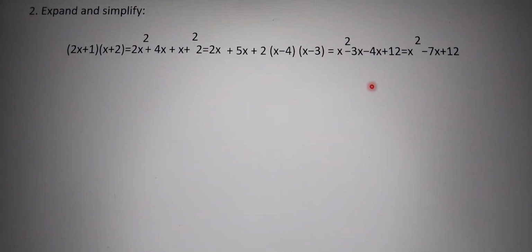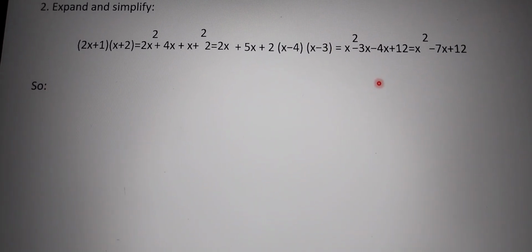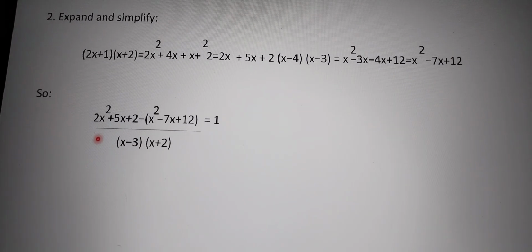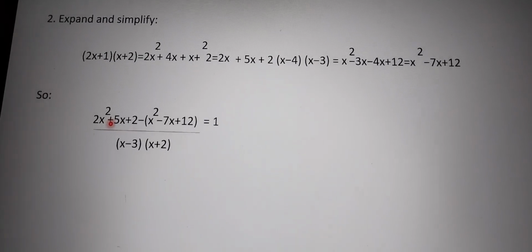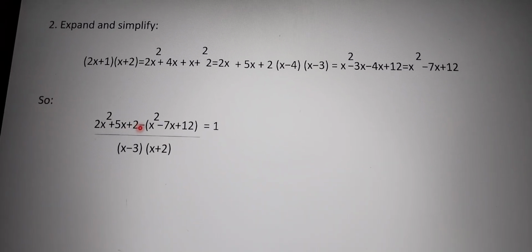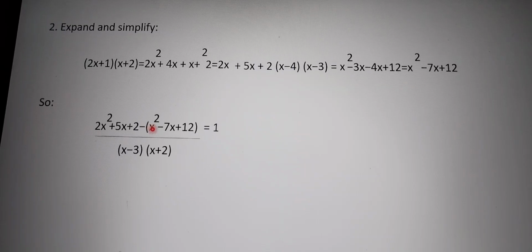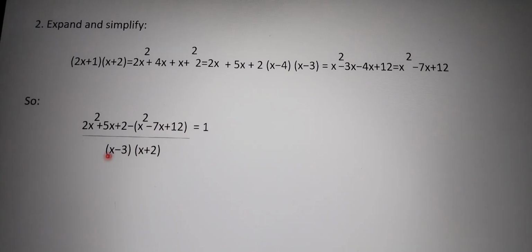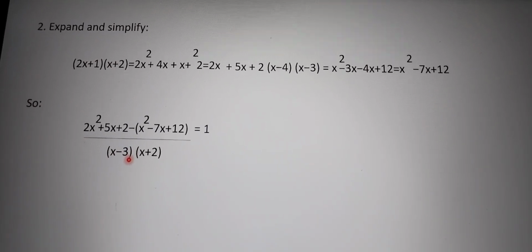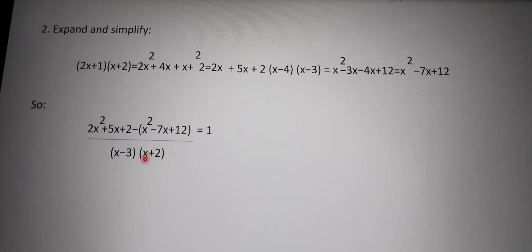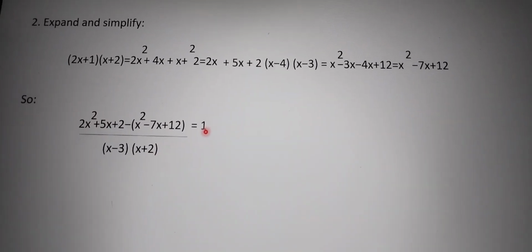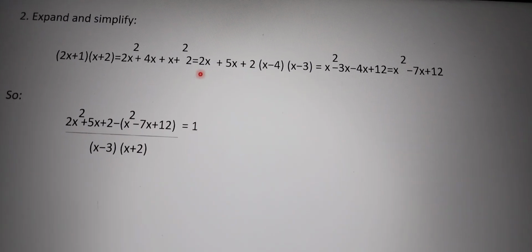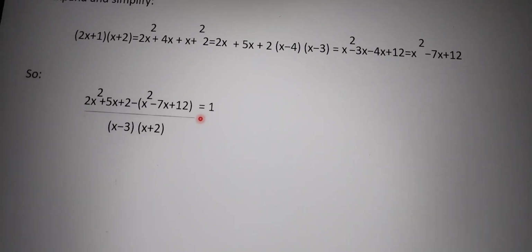So after doing this, we're going to still simplify it to another form. So it will be 2x squared plus 5x plus 2, then there will be minus, in a bracket, x squared minus 7x plus 12. We're going to close the bracket over the whole (x minus 3) brackets, then it will be multiplied by (x plus 2) is equal to 1. So now we had expanded, that was the first step, then the second one is to simplify. We did that too.